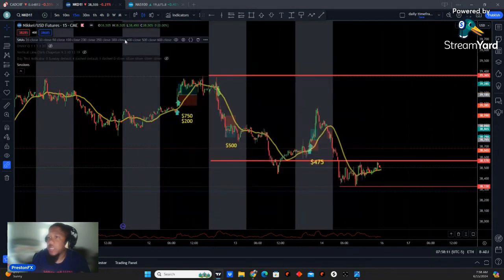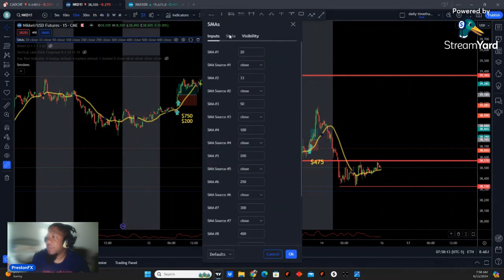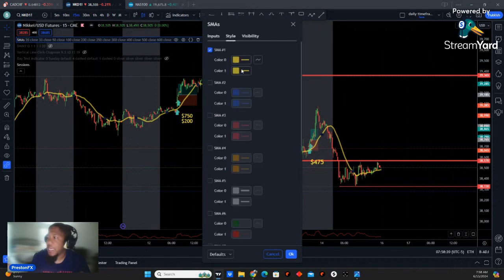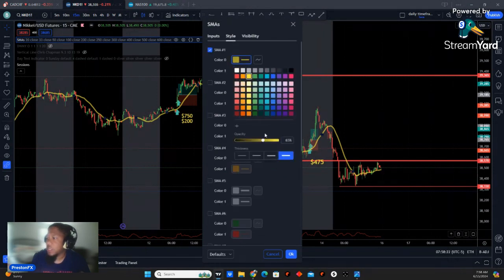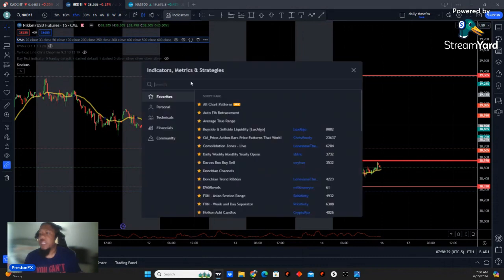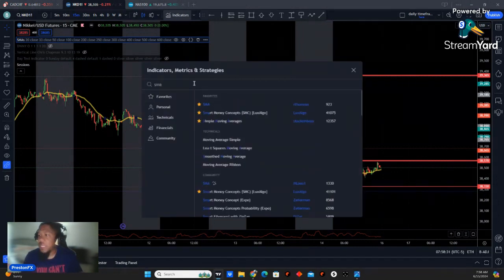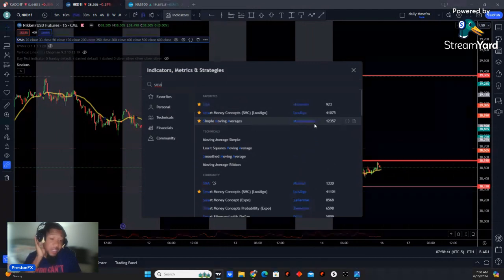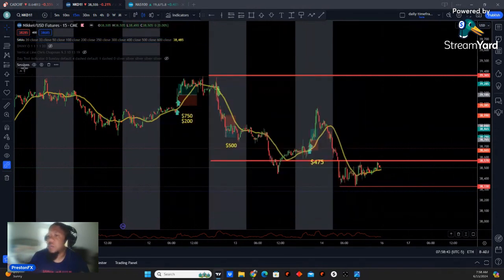And also the 20 SMA. I have the 20 right here. As you go to inputs, 20, style, click on it. I have yellow, make it as big as you want. Again, this is the SMA. You can go to indicators again and just type in simple moving averages, and click on that and you'll be good to go.